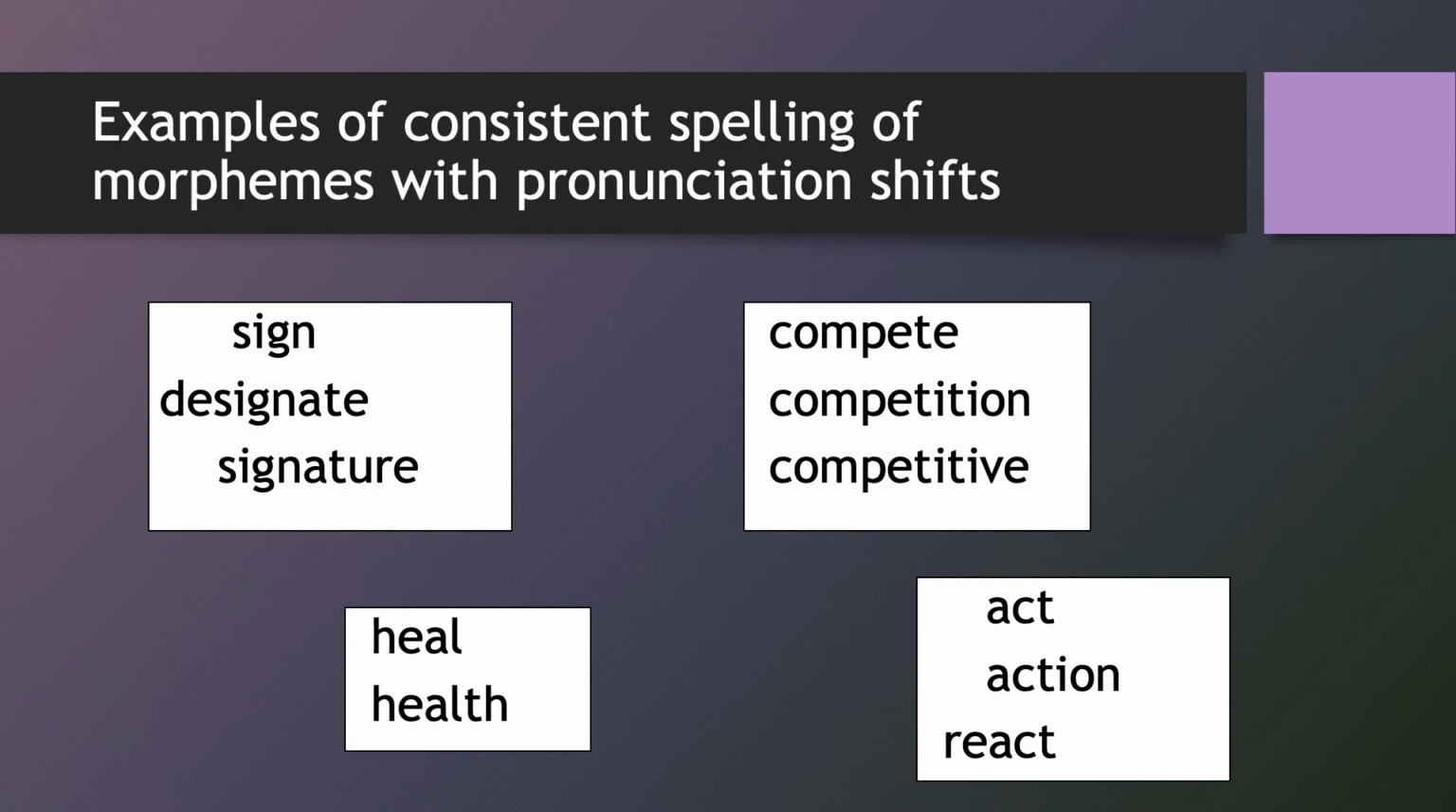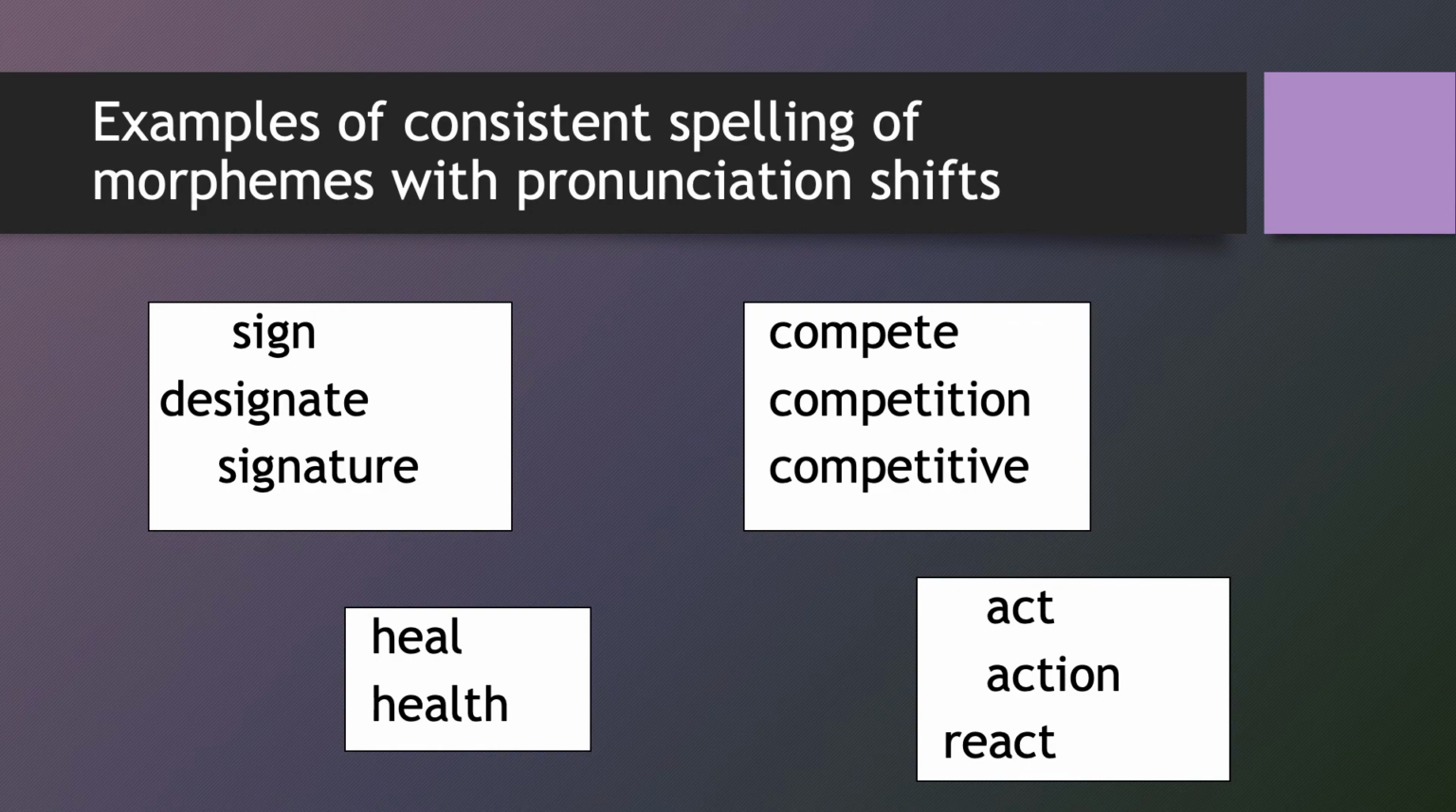Here are examples showing the consistency in spelling of morphemes even when pronunciation shifts. So each group of words share the same base, they're morphologically related, and you see that the base is spelled the same in each of the words, but the pronunciation of the graphemes changes across the words.